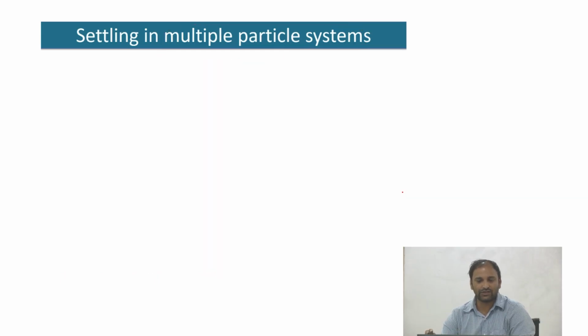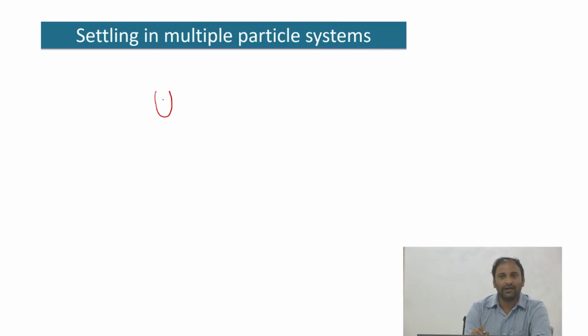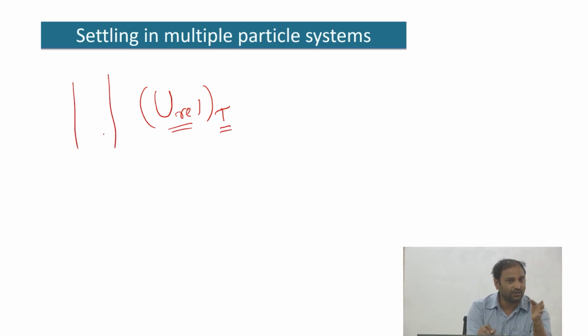I also mentioned that in the case of a multi-particle system, your relative velocity, the relative terminal velocity, is what matters. In the case of a single particle system, your fluid was stationary, your u of the fluid is essentially 0, and the only thing that was moving was the particle. But if you have a multi-particle system, as the fluid is displaced, the fluid is going to go up.